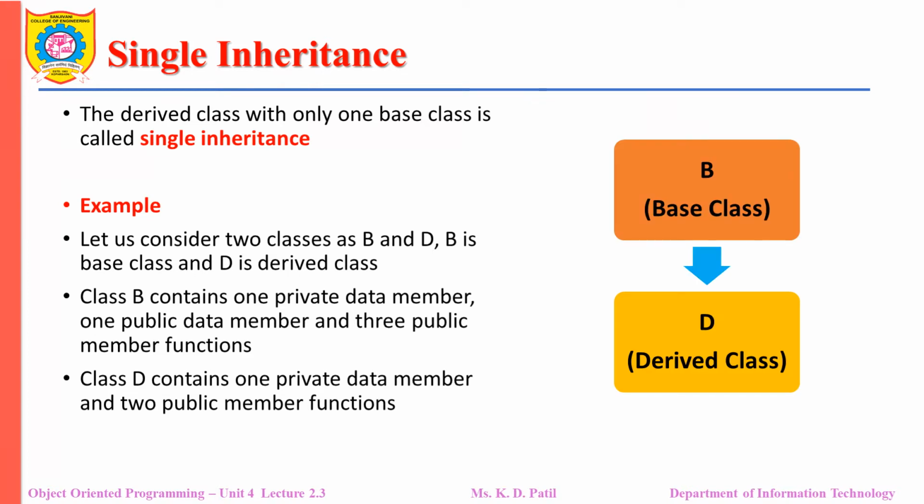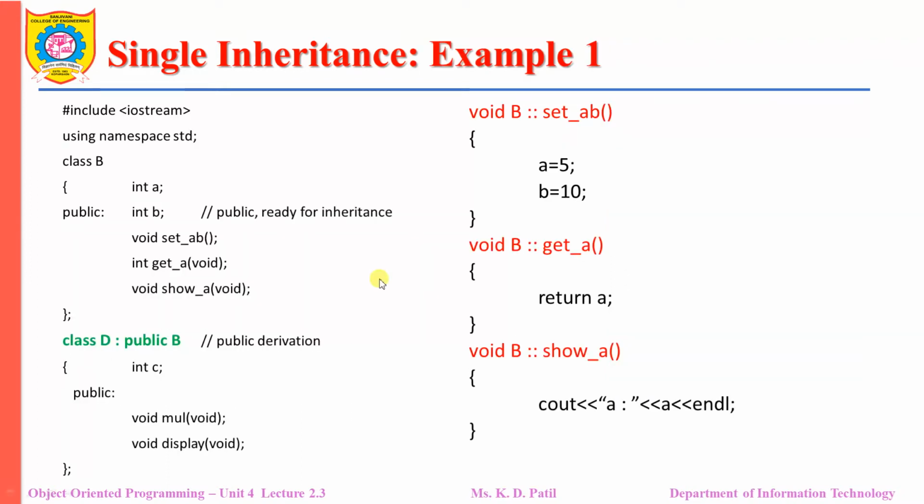Let us consider two classes, class B and class D. B is referred to as the base class and D is referred to as the derived class here. Let us consider class B contains one private data member, integer A. It contains one public data member, integer B, and three public member functions: setAB, getA and showA. Now, let us consider class D, which has its own private data member, integer C, and two public member functions, void mul and void display.